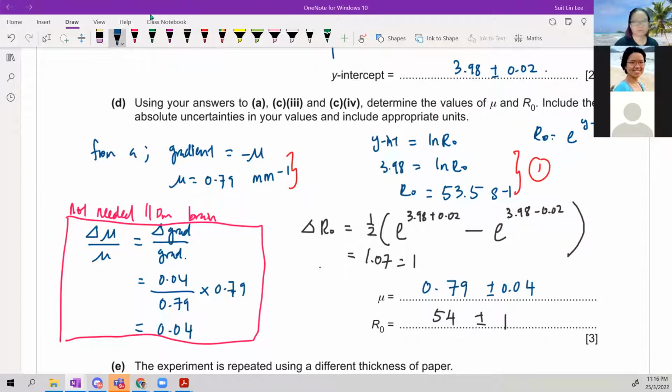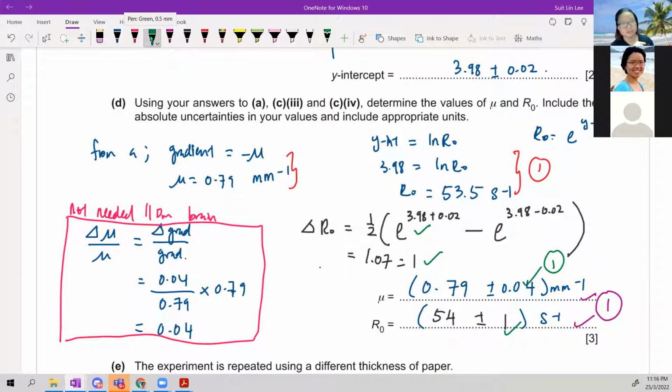Unit: bracket -1 bracket S. Unit, correct, is 1 mark. Absolute uncertainty, correct, the method and this one, plus directly copying this one, is the other mark.